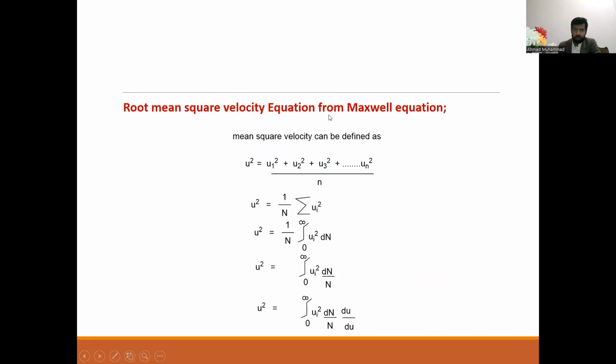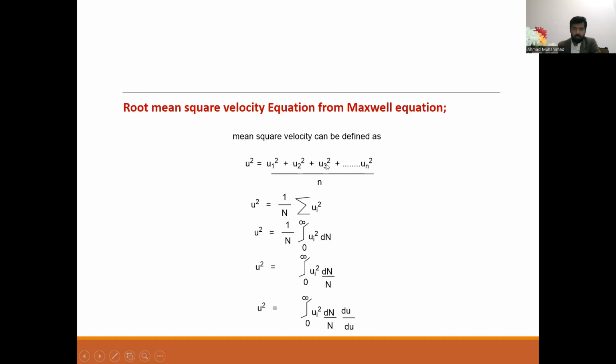from the Maxwell equation, we can derive the root mean square velocity. U square is equal to u1 square plus u2 square and so on, where u1 is the velocity of the first fraction of molecules, u2 is the velocity of the fraction of molecules moving with speed u2, and u3 is for the fraction moving with speed u3, plus so on up to un square.